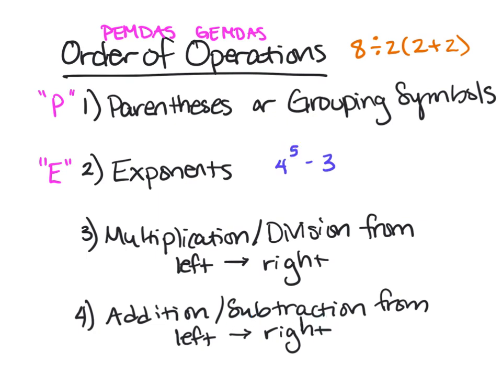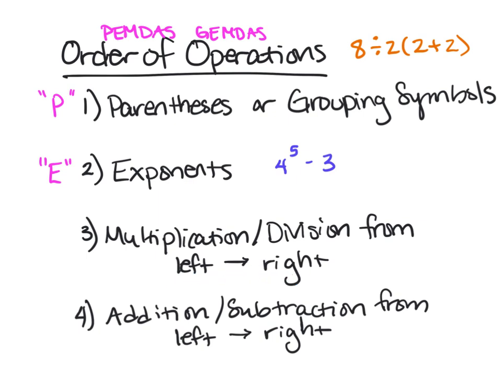Then here's where it gets tricky. And by tricky, I mean mathematicians have maybe lied to you for a while. It looks like the next thing is multiplication, but it's not. The next thing that comes is multiplication and division at the same time. So multiplication and division from left to right.